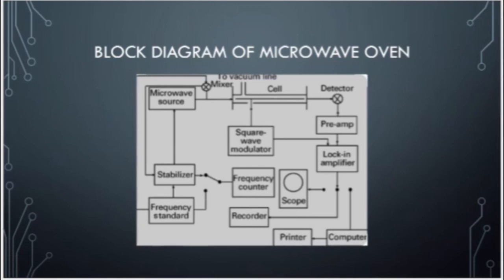Now we have a square wave modulator, which is used to modulate the square wave input. And we have other components like stabilizer, frequency standard, printer, computer, recorder. And a frequency counter also is used for counting the frequency of the wave that is generated inside. It counts the pulses and gives the output. These are the basic blocks of the microwave oven.